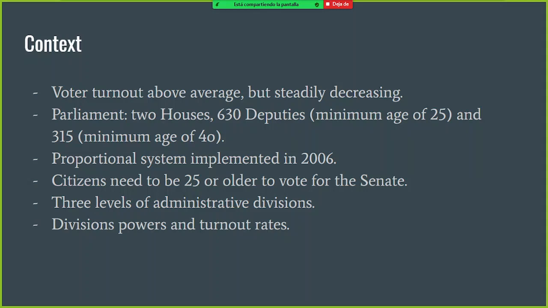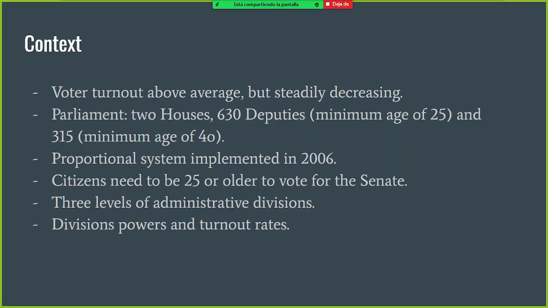The electoral system implemented in 2006 that remains to this day uses a proportional system with a majority premium that guarantees a minimum number of seats for the coalition with the largest number of votes received. The Italian constitution states that 18-year-olds can only vote for the Chamber of Deputies. Citizens need to be 25 or older to vote for the Senate.